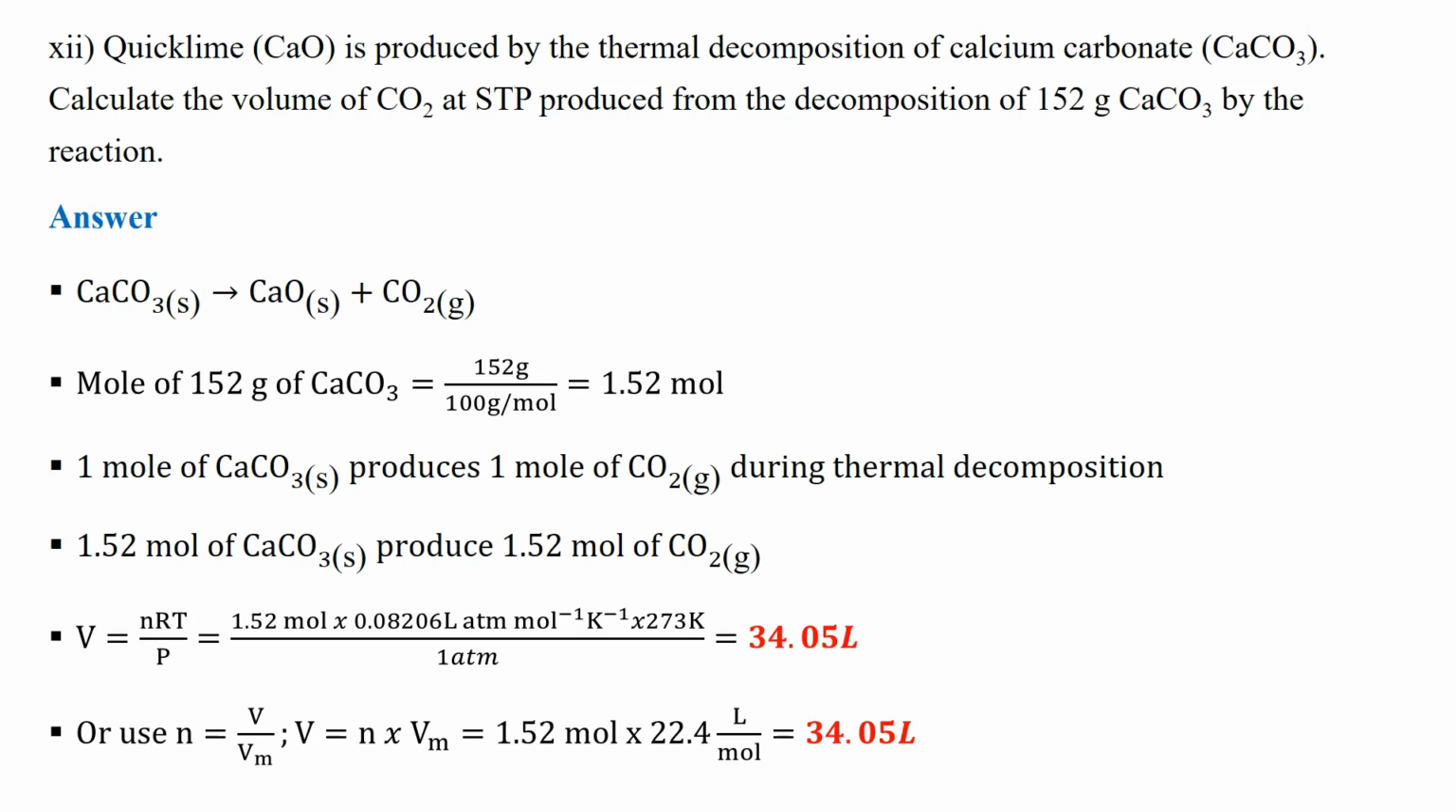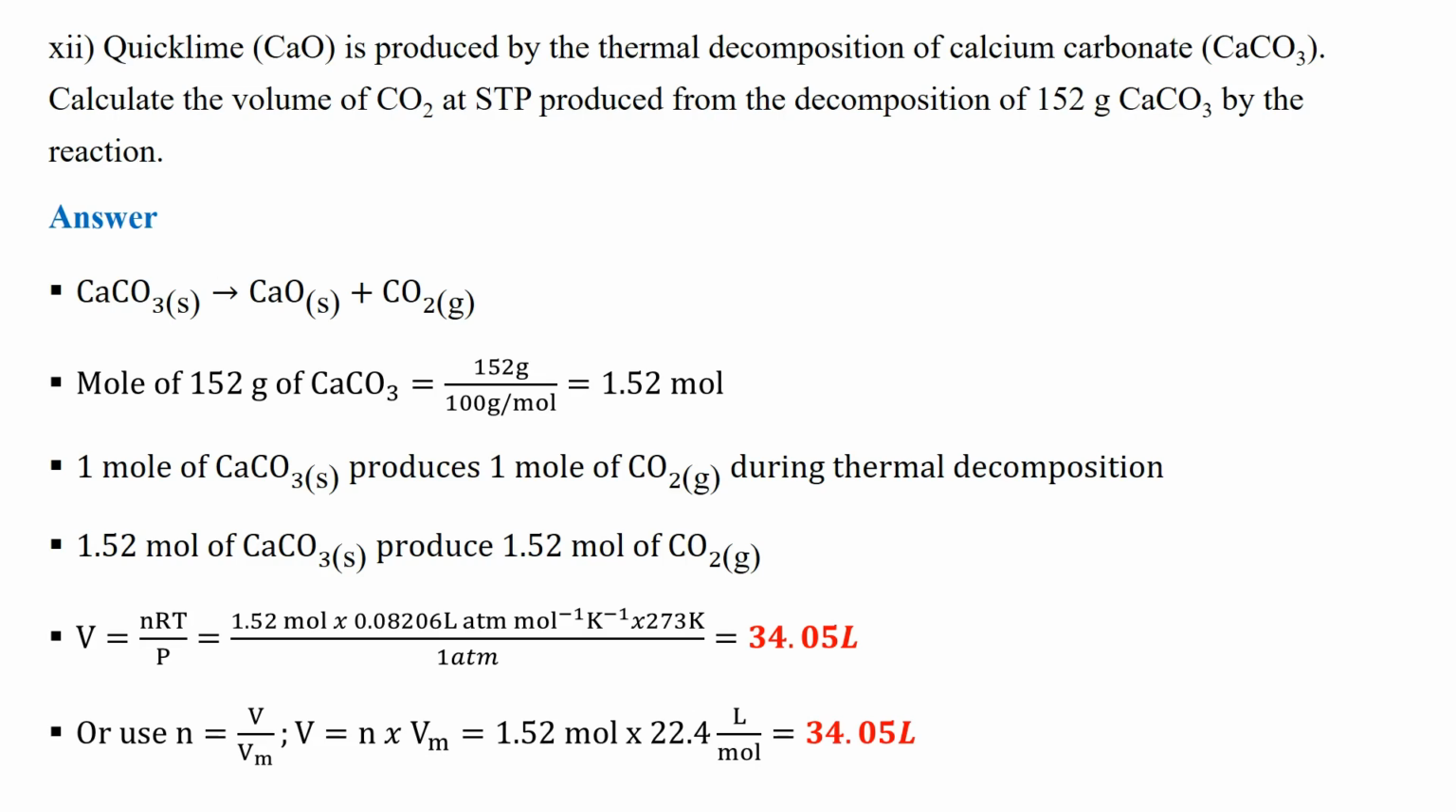But we need first to find the number of moles of calcium carbonate. So the number of moles of calcium carbonate will be equal to 152 grams, which is the mass, divided by the molar mass. The molar mass of calcium carbonate is 100. Then we get 1.52 moles. Then from the equation we know 1 mole of calcium carbonate produces 1 mole of carbon dioxide.